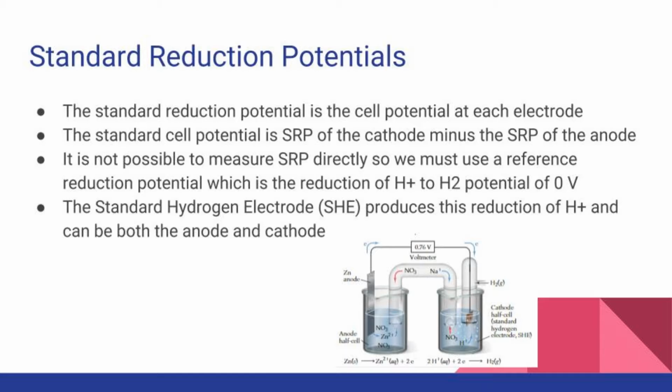The standard hydrogen electrode consists of platinum wire connected to a piece of platinum foil covered by finely divided platinum that serves as an inert surface for the redox reaction of protons to hydrogen gas. The platinum is in contact with both 1 mole of hydrogen protons and a stream of hydrogen gas at 1 atmosphere. The standard hydrogen electrode can be both the anode and cathode of a reaction.